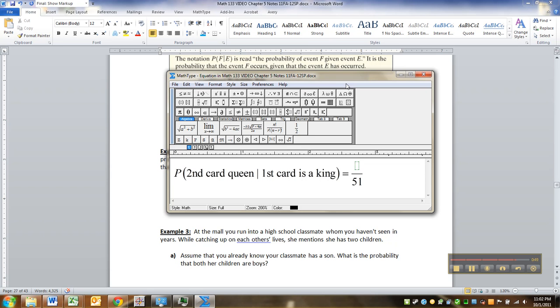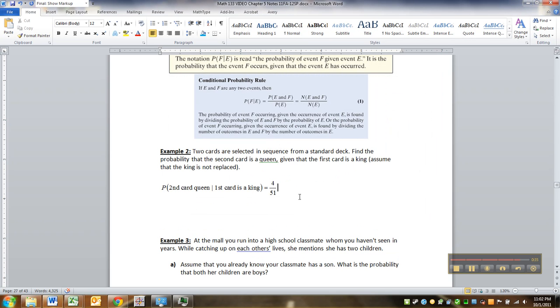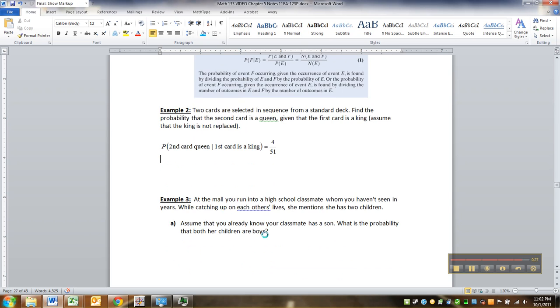All right, now how many of them are queens? Well, you got a king in your first draw, so there's still 4 queens left in the deck, but there's only 51 cards total left in the deck because you have a king sitting in your hand. So the probability is 4 out of 51. Right? 4 queens divided by 51 cards left.